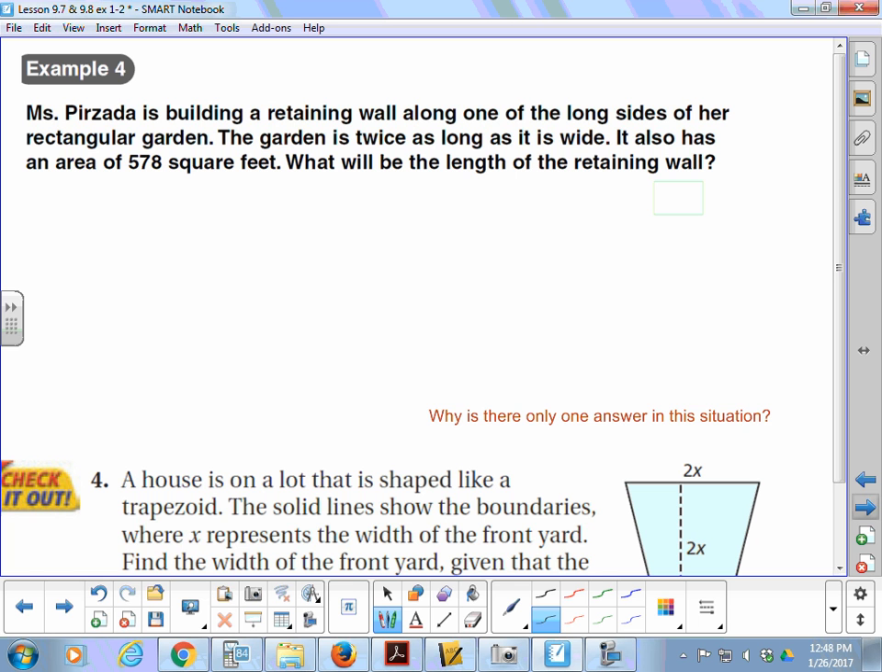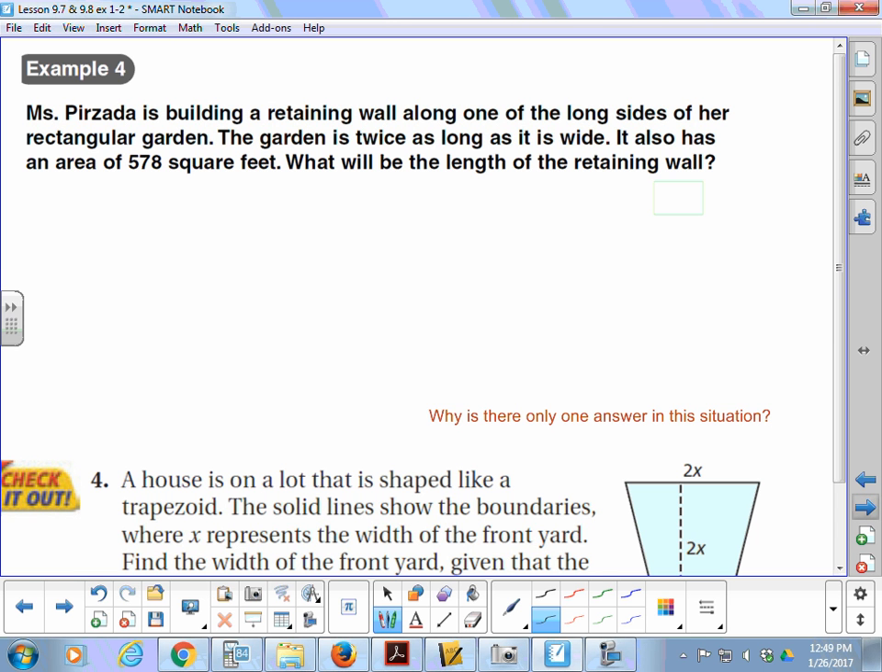All right, so Ms. Perzada is building a retaining wall along one of the long sides of her rectangular garden. The garden is twice as long as it is wide. It also has an area of 578 square feet. What would be the length of the retaining wall? All right, so what's the first thing we need to do? What should I do first? Okay, we need to find out how wide it is.